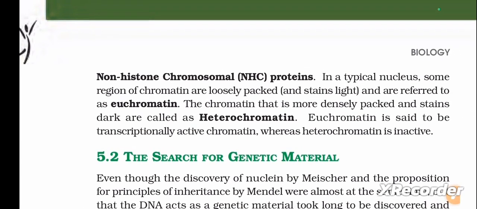In a typical nucleus, some regions of chromatin are loosely packed and stain light, and are referred to as euchromatin. The chromatin that is more densely packed and stains dark is called heterochromatin. Euchromatin is said to be transcriptionally active chromatin, whereas heterochromatin is inactive.